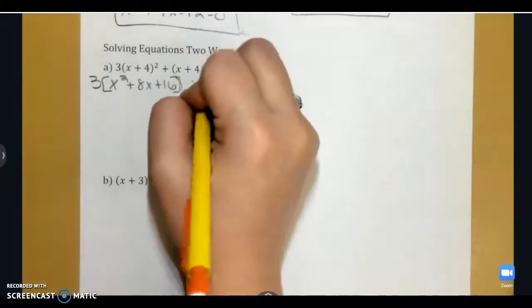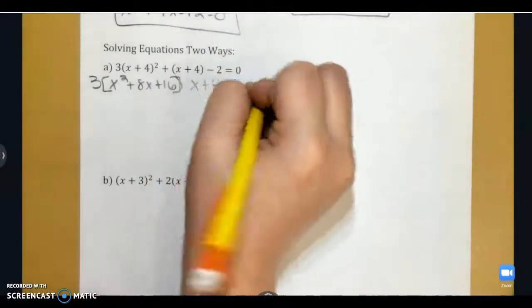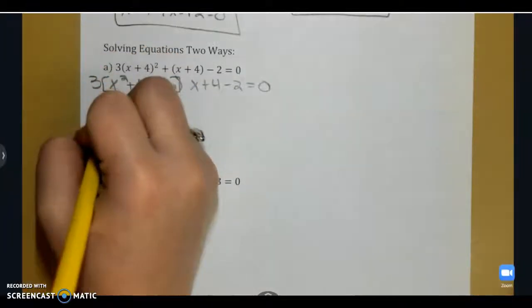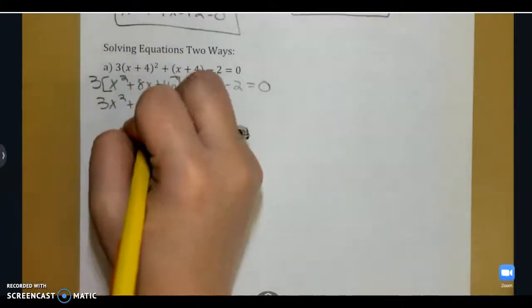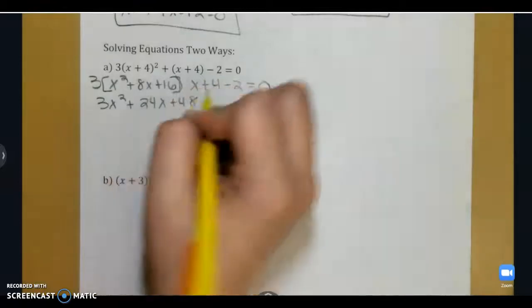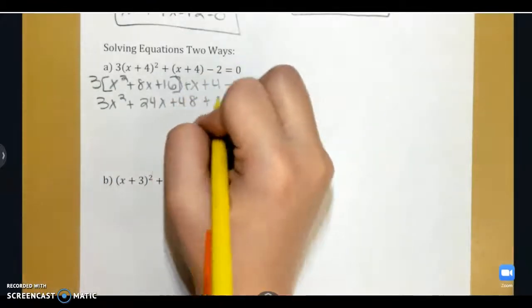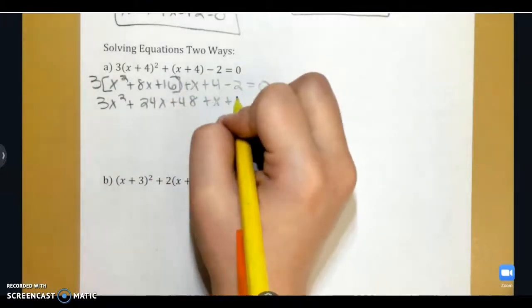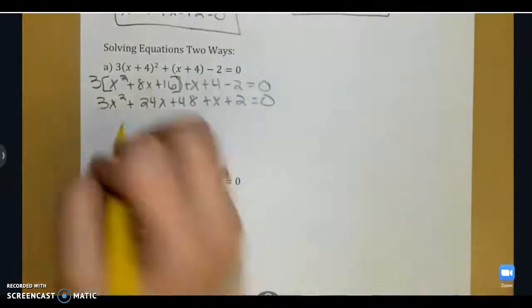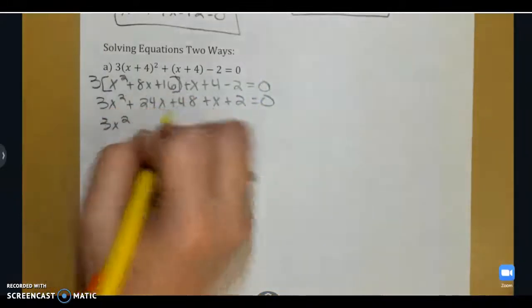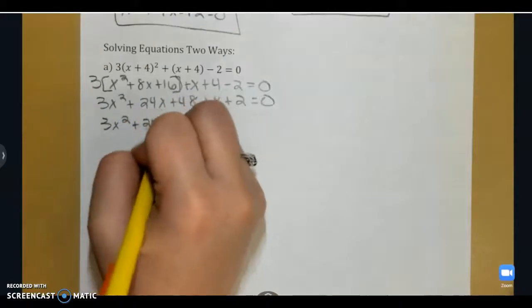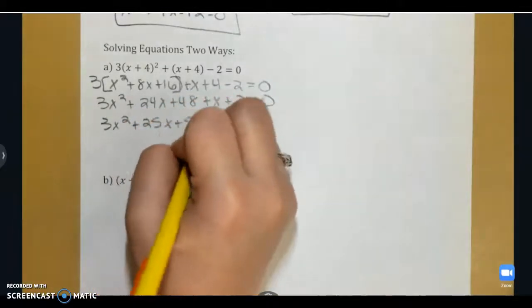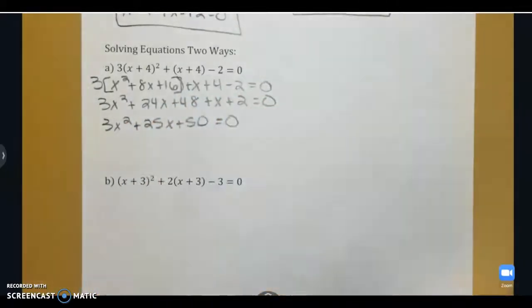And then I have these other terms on the back. Distribute that 3. Okay, that should have been a plus x. And then 4 minus 2 is 2. So 3x squared, 24x, and x gives us 25x. 48 plus 2 gives us 50. Now I'm ready to factor.